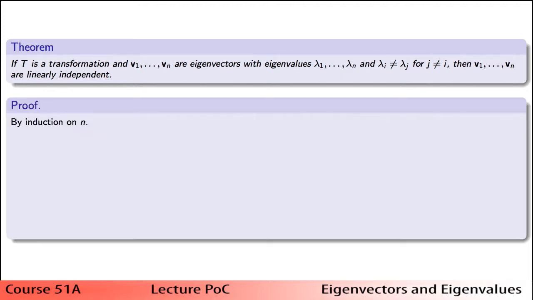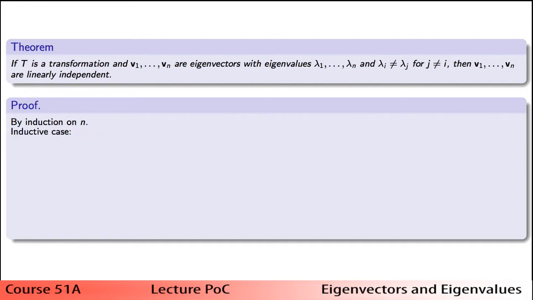This probably doesn't surprise you. We're going to do a proof by induction on n, being the number of eigenvectors or the number of eigenvalues. Case n equals 1. Inductions usually start with a base case. In this case, we'll look at n equals 1. If you think about it, that's trivial. I leave the details to you.